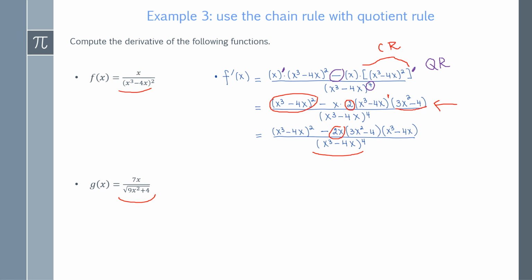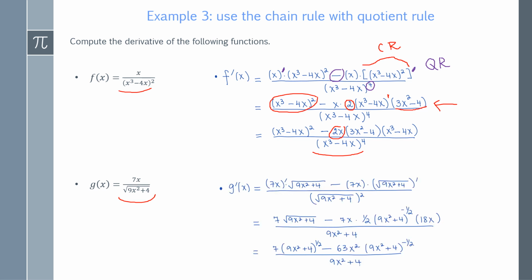Let's go ahead and compute the derivative of g. The first step is to apply the quotient rule. So that's my first line in the solution. So here's the prime of the first function, and then here's the prime of the second function. We have a difference in the numerator, we have a square in the denominator. Okay, so all of the components of applying the quotient rule. Okay, the derivative of 7x is 7.